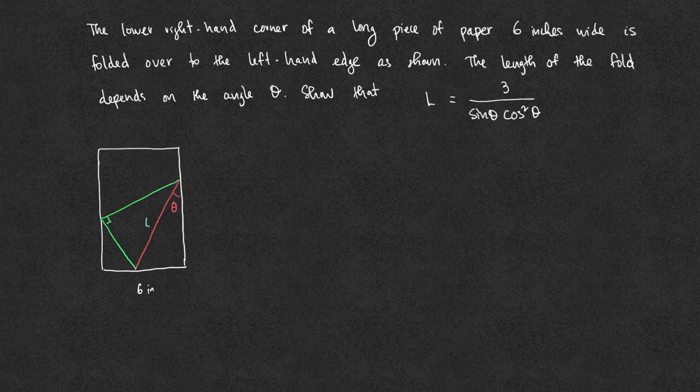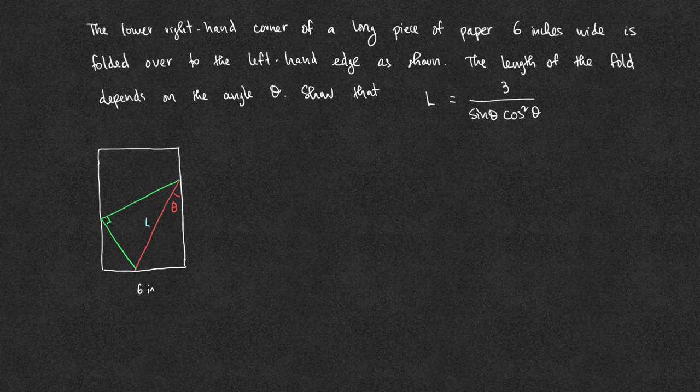The lower right-hand corner of a long piece of paper 6 inches wide is folded over to the left-hand edge as shown. The length of the fold depends on the angle theta. The wider the angle theta, the longer the length of the fold L. Show that the length L is 3 over sine theta times cosine squared theta.